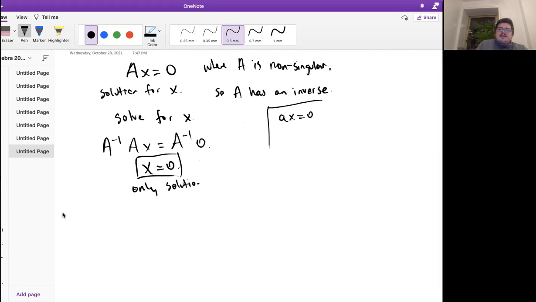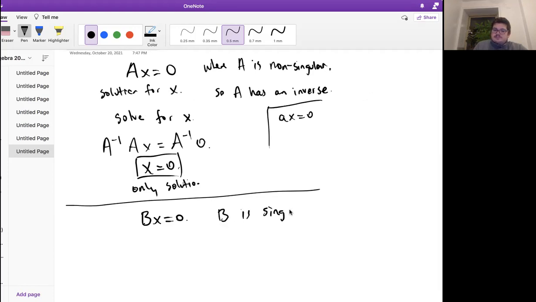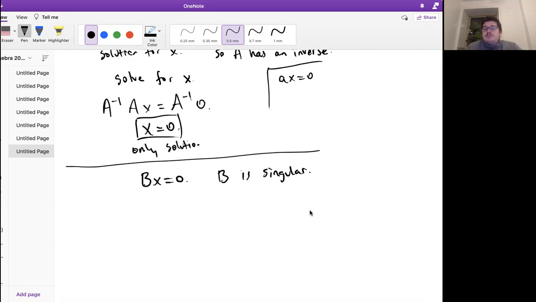But notice if maybe say it's Bx equals 0, where B is singular, I can't multiply on the left by anything to solve for X. Do you understand why?